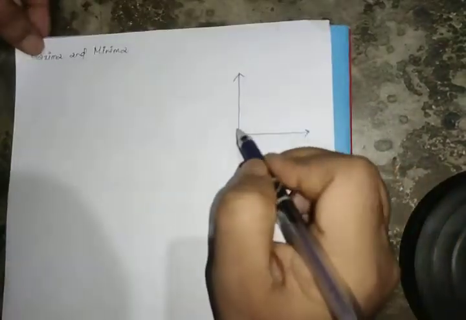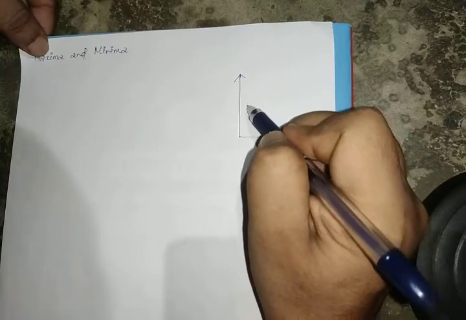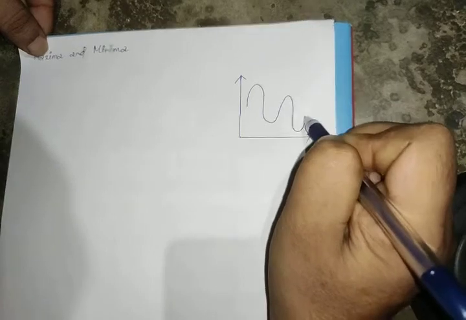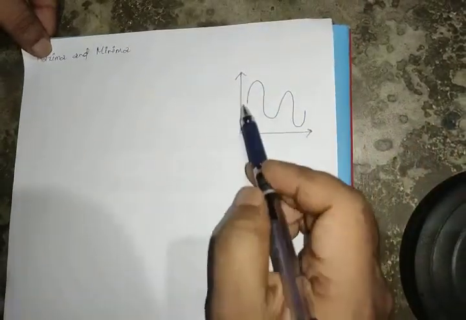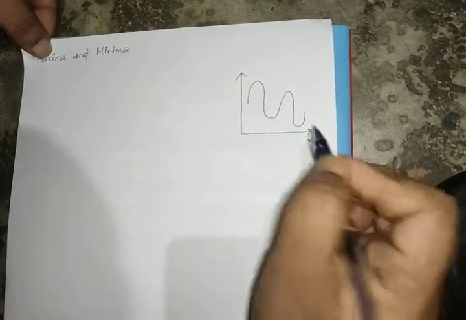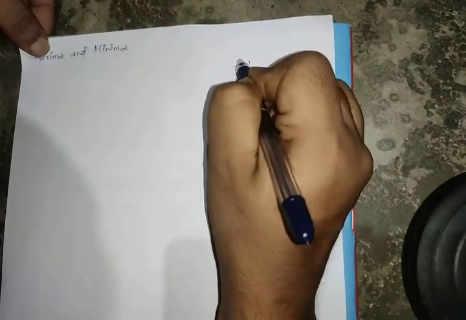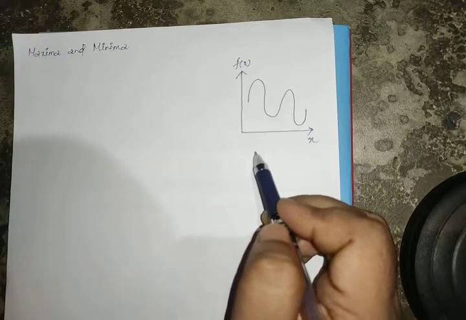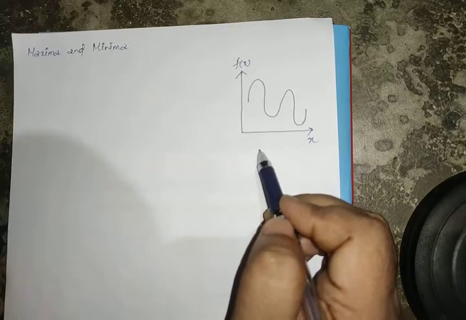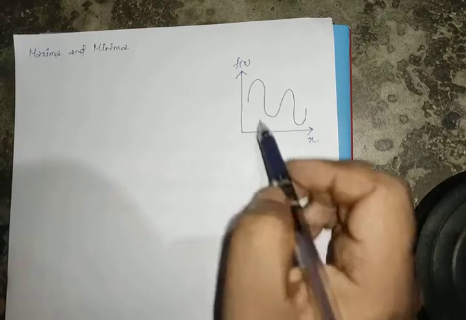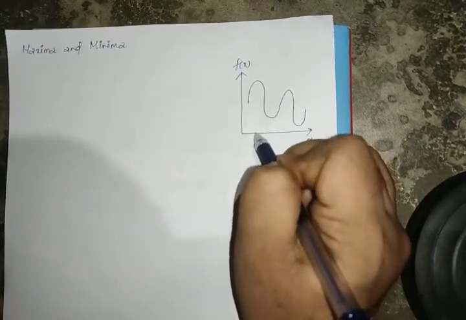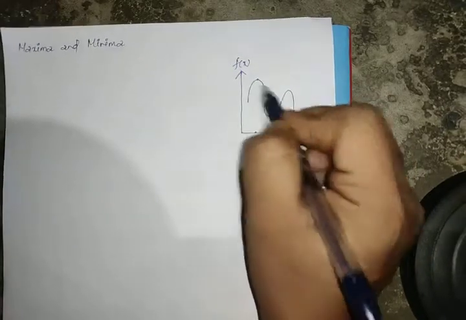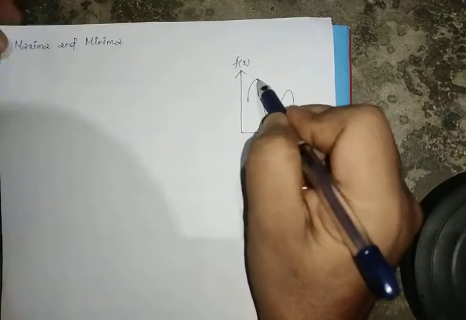Now let us draw a curve on the graph. Suppose we have a curve on this graph. This is x and this is f of x. Now on this graph, at which point will the function be maximum? As you can see, suppose there is a point C. At this point this graph will attain its maximum value, right?